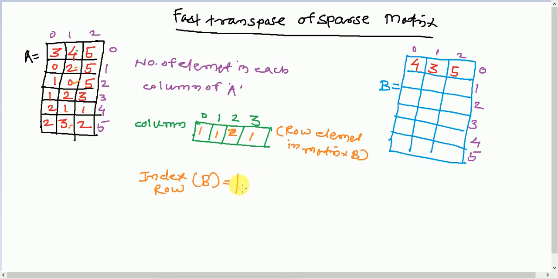For the row index also we are making a one-dimensional array: zeroth index for the zeroth row index, first for the first row index, second for the second, and third for the third, because each column in this matrix will become a row in matrix B. Now here we will find the row index.